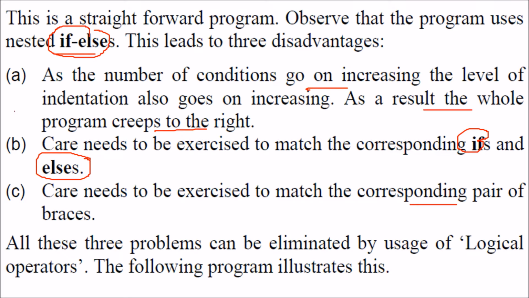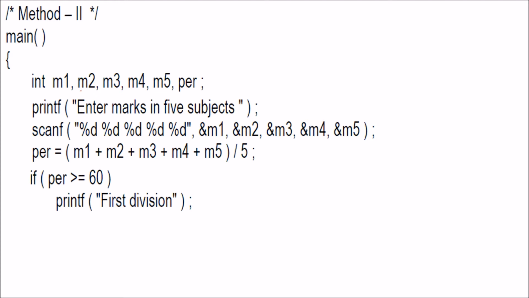All these problems can be eliminated if we use the logical operators. Let us see the same program using the logical operators. Same thing we have done, taking M1 to M5 and entering these values and finding the PER, that is the percentage, adding the marks and dividing it by 5. Now, if the percentage is greater than 60, we say first division.